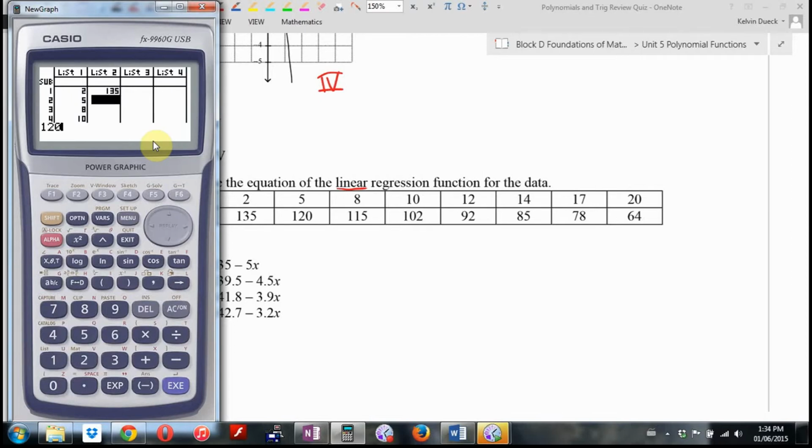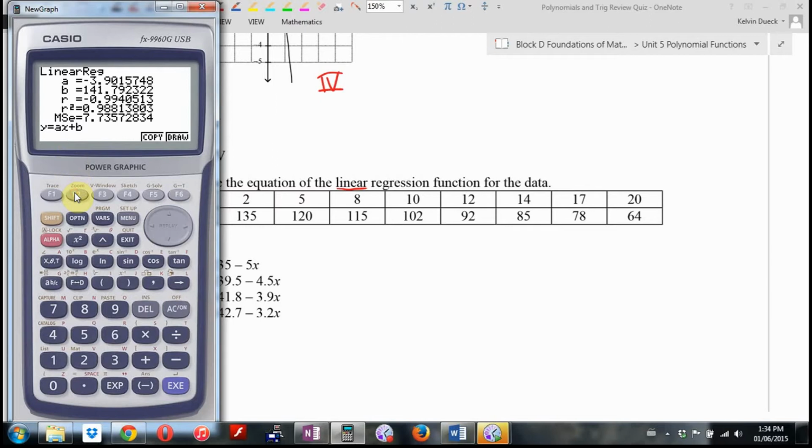135, 120, 115, 102, 92, 85, 78, 64. Graph. Hey, it is linear. That's nice. Calculate. Which one of these is a linear one? Just the x. That's like x to the 1.